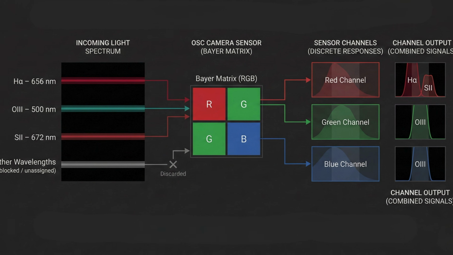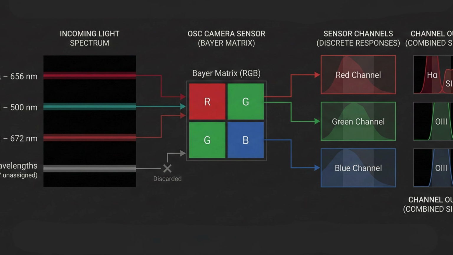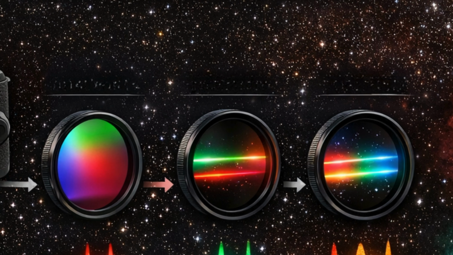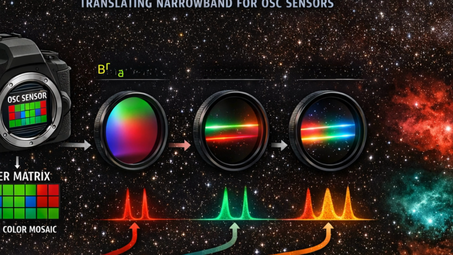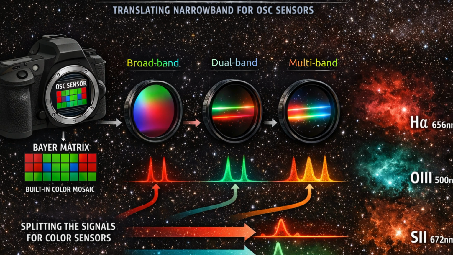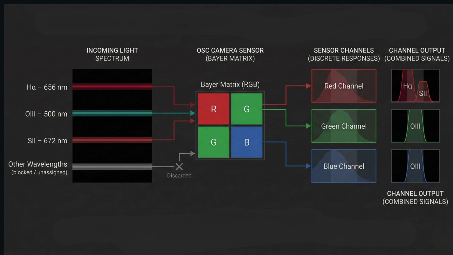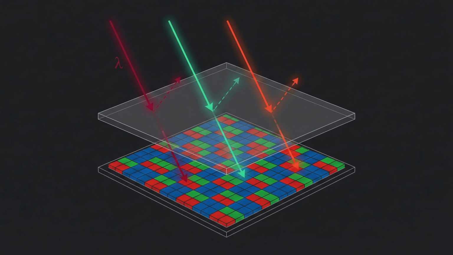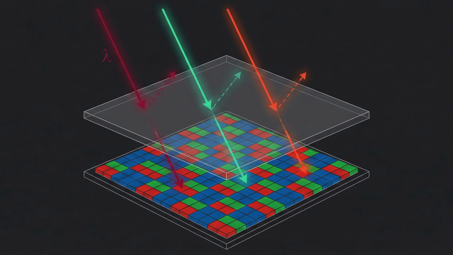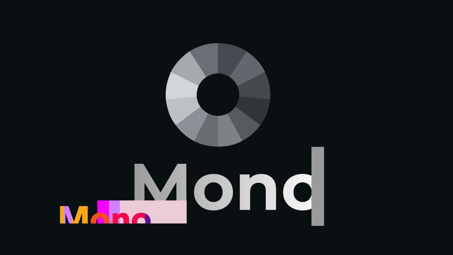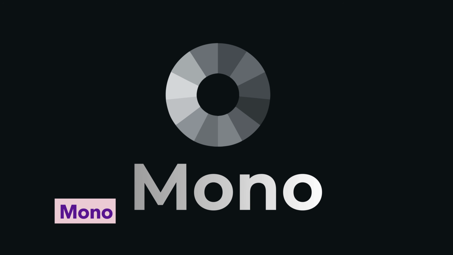An OSC can't separate wavelengths that its sensor isn't built to interpret, which is why OSC imagers rely on broadband tools, dual band filters, and modern multiband options that divide H-alpha, O3, and S2 into signals the camera can decode. These filters act as translators specifically tailored for color sensors. A monochrome camera, however, is something entirely different.